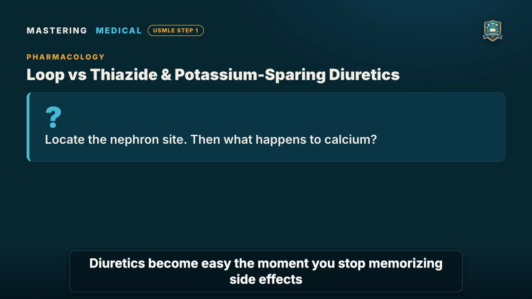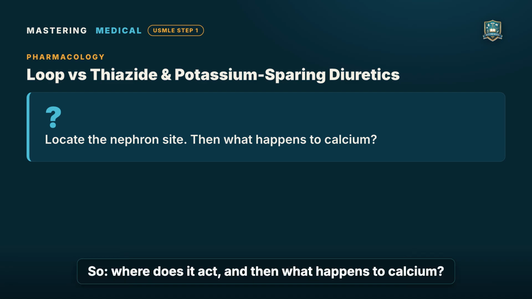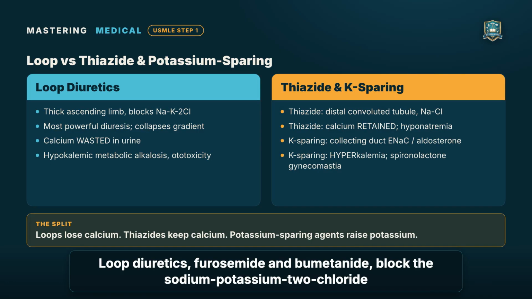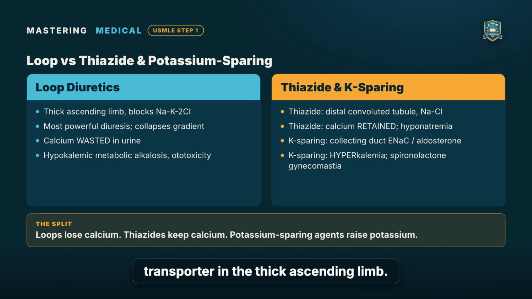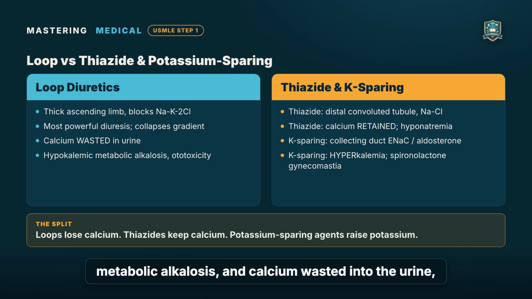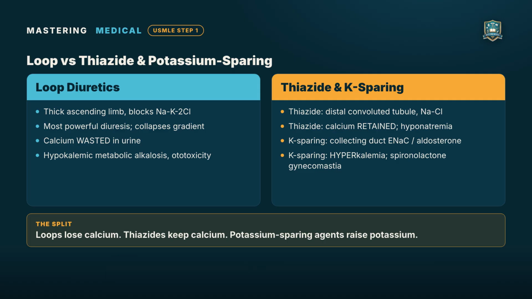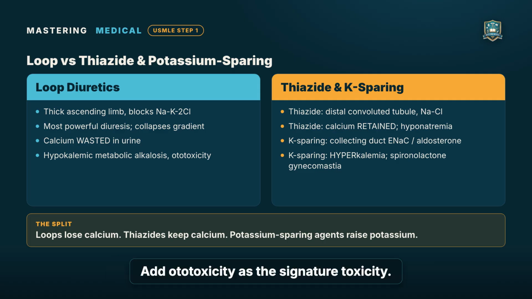Diuretics become easy the moment you stop memorizing side effects and start locating the drug on the nephron. So, where does it act, and then what happens to calcium? Loop diuretics, furosemide and bumetanide, block the sodium-potassium 2-chloride transporter in the thick ascending limb. That is the most powerful site available because it also collapses the medullary concentration gradient. The consequences follow logically: massive diuresis, a hypokalemic metabolic alkalosis, and calcium wasted into the urine, which is why loops are used in hypercalcemia. Add ototoxicity as the signature toxicity.